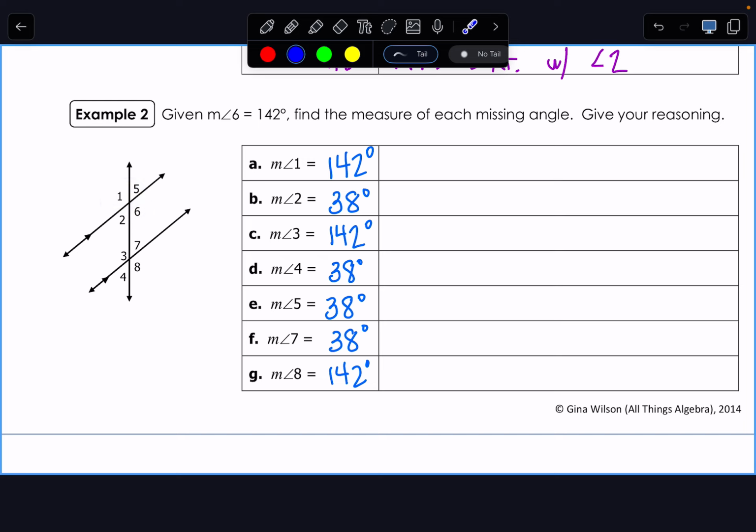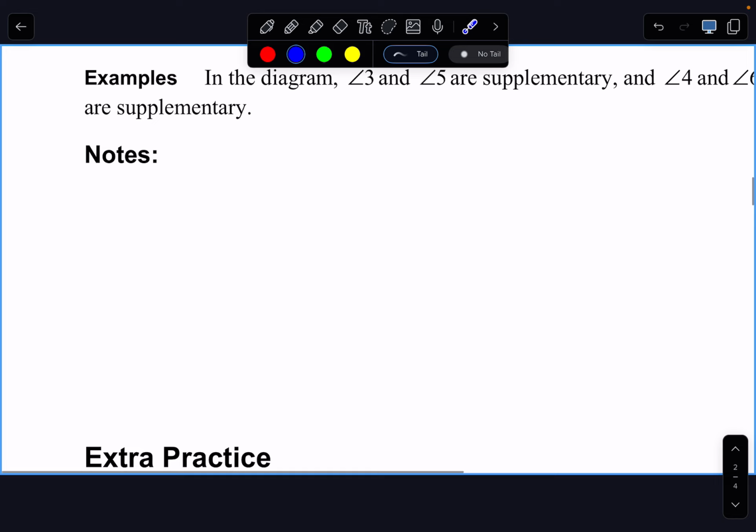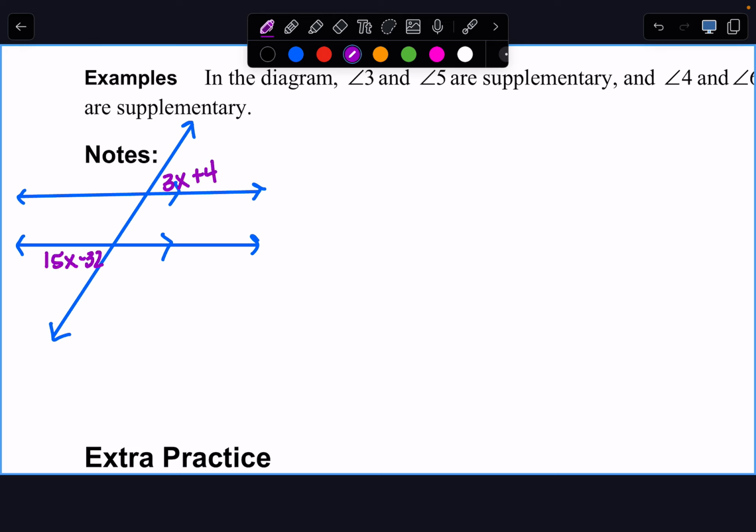Okay. All right, what I want you to do is go back to your student journal, and we're going to maybe squeeze 2 pictures, maybe 1. To the best of your artistic ability, could you draw a set of parallel lines cut by a transversal where this measure is 3x plus 4 and this measure is 15x minus 32?